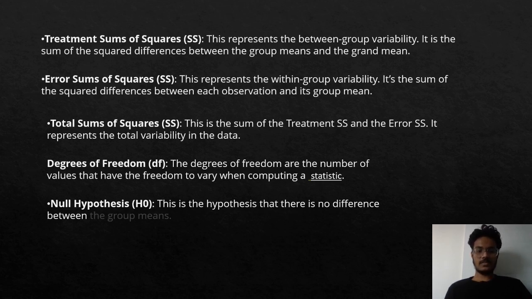Next one is the null hypothesis. This is the hypothesis that there is no difference between the group means. The name itself shows null. We represent it using H naught. H naught represents the null hypothesis. There are several terminologies in ANOVA, but I have listed some important ones here.